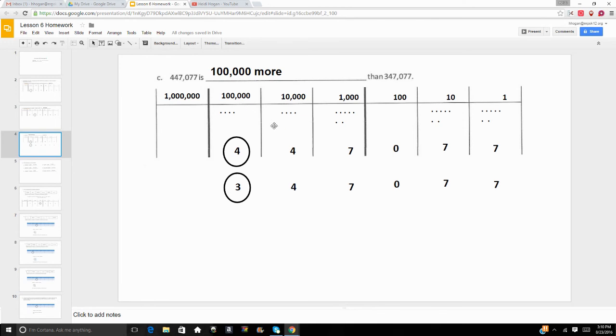447,077 is how much more than 347,077? And when you write them near each other, you can see that it's just the 100,000s place that is different. So that means it's 100,000 more because all of the other digits are the same. The only place that is different is the 100,000s place. So it's 100,000 more than 347,000.